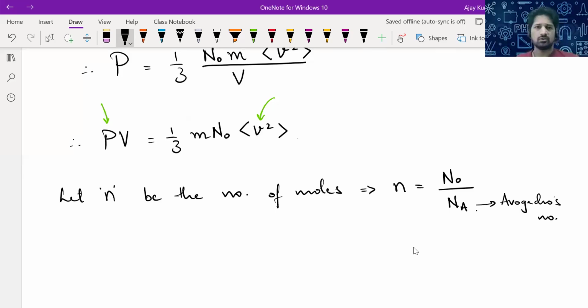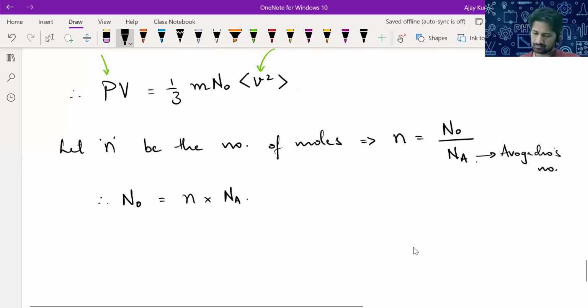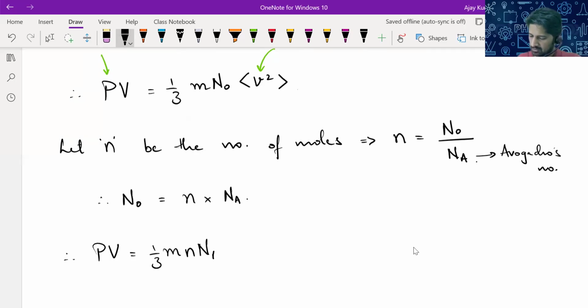That's 6.023 into 10 power 23. Okay. Therefore, you can write number of particles or number of molecules as number of moles multiplied with the Avogadro number. Okay. Therefore, the equation changes to PV is equal to 1 by 3 small m. In place of N naught, I'm now going to write small n multiplied with Avogadro number multiplied with the average of V square.